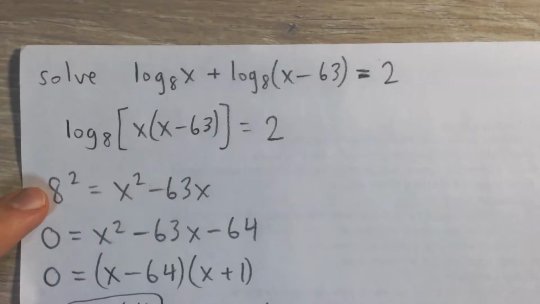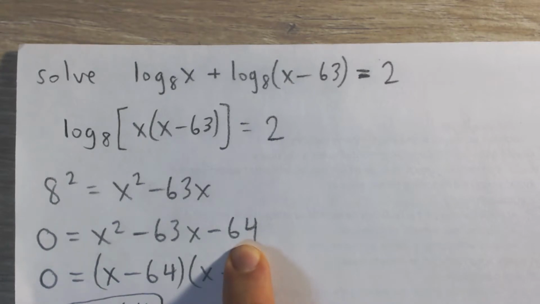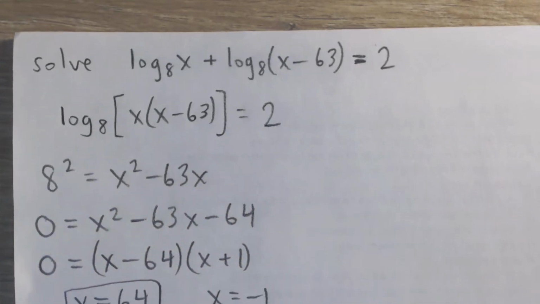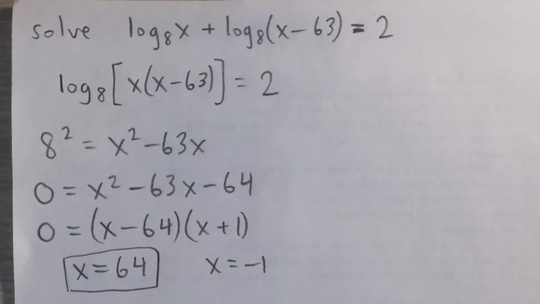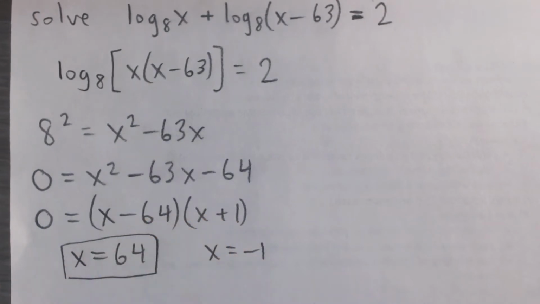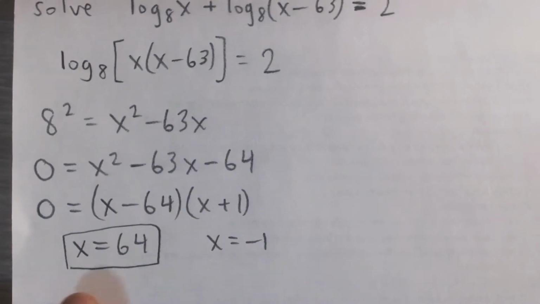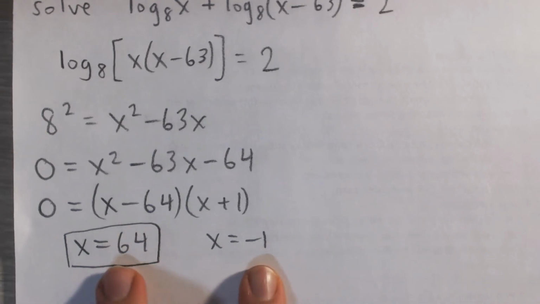And I'm going to subtract 64 from both sides, bringing it all to the right, because now we just have a quadratic equation. And we can factor this into (x minus 64) times (x plus 1). And so if we solve the equation, we're going to see that x is equal to 64 and x is equal to negative 1.